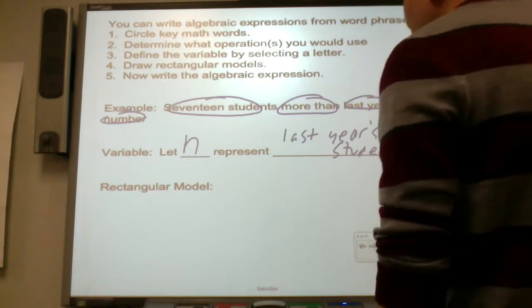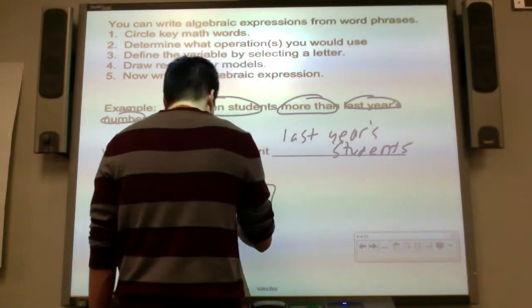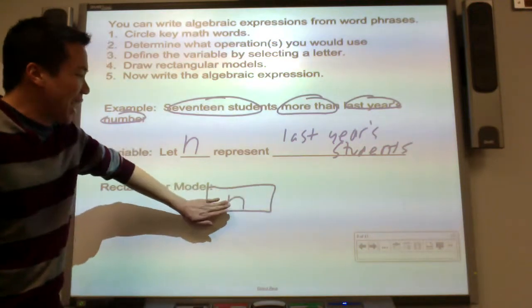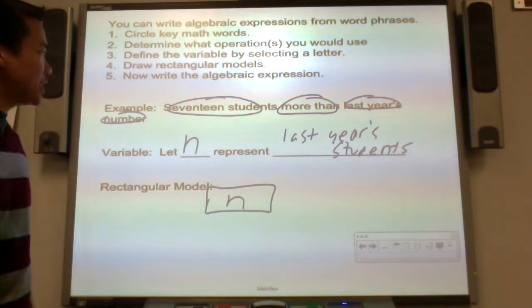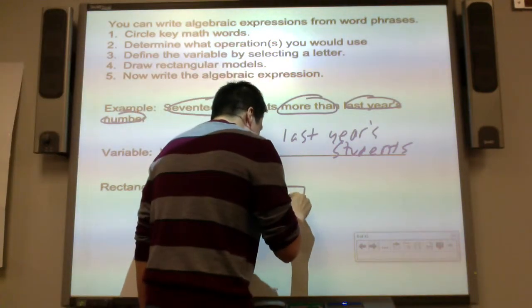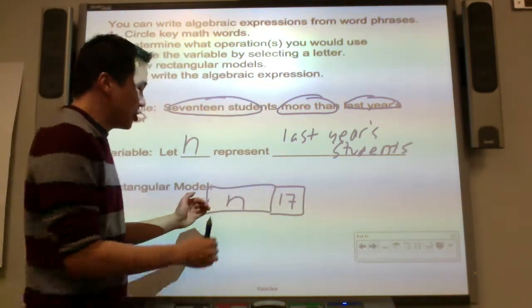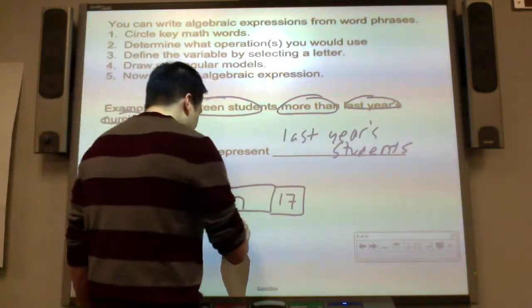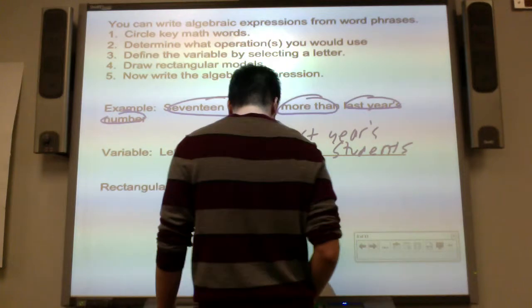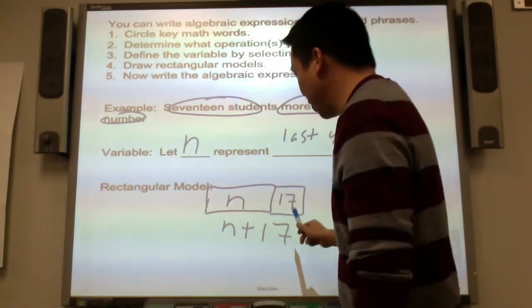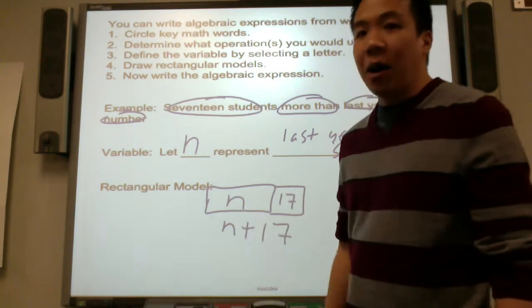So now let's draw a model. You draw a rectangle. This n represents last year's students. They are 17 more than this. So let's draw 17 more. As you can tell, this rectangle got greater. 17 more than, so it's n plus 17. And that is how you write it as an algebraic expression. I wrote it with a number, a variable, and an operation.